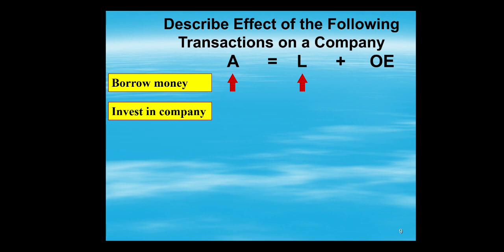Okay, this is the second example. Let's say there is a business, and then one day the owner of the business puts or invests something into the business. So let's say the owner of the business one day invested, or injected, capital in the business. The amount is 200,000.